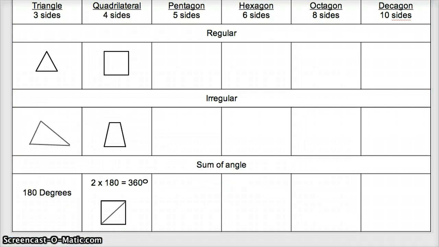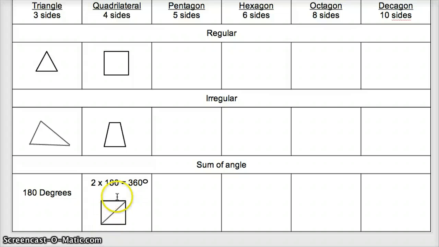Okay, next is a quadrilateral. A quadrilateral is a polygon with four sides. The square is a regular quadrilateral. This is a different type of quadrilateral. We'll talk more about specific quadrilaterals in the second part of the notes. This is an irregular quadrilateral.